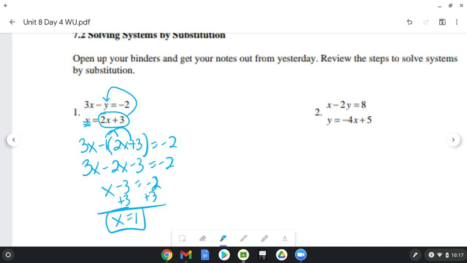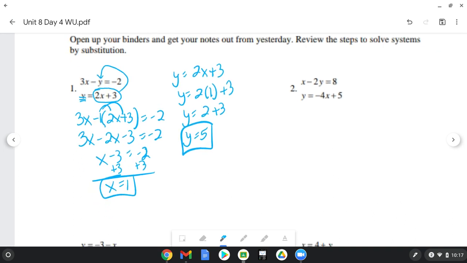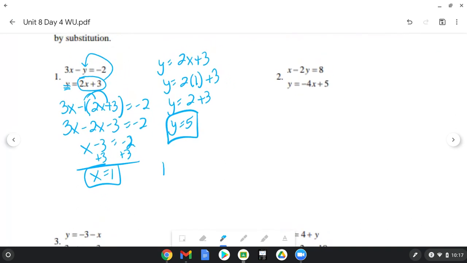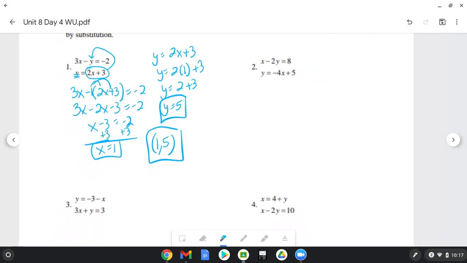So now I go back to what I circled, this y equals 2x plus 3, and I plug in 1 for x to find out what my y is. So that'd be 2 plus 3, and in the end that gives me 5. So now my answer as an ordered pair would be 1 comma 5. And I always write it as an ordered pair, x comma y, because we're finding out where the two lines cross. Let's skip number 2 because we just did one like that.